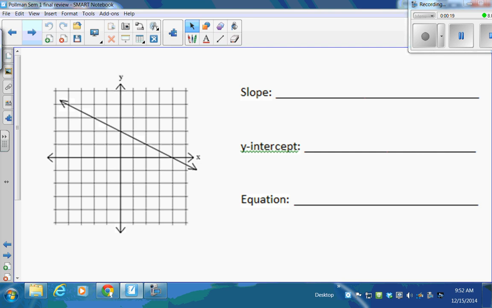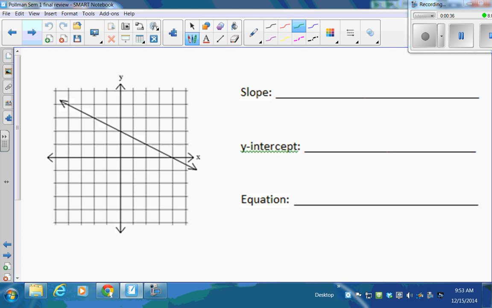Your first thing on your final is linear equations. So what you do is you're given a graph that looks like this, and we have to find the slope, y-intercept, and make an equation. I want you to pause your recording now and do this.